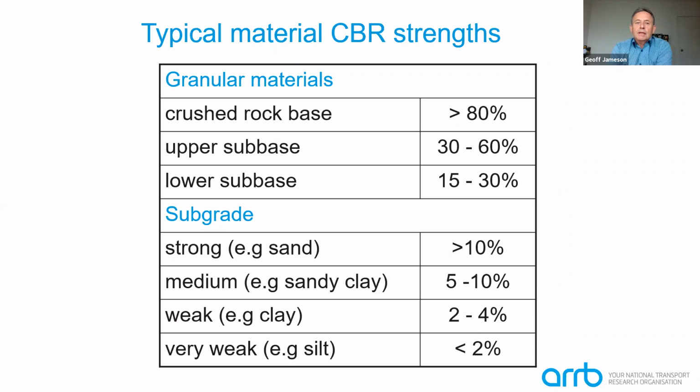These are some of the typical values that might be specified for granular materials. For a crushed rock base, greater than 80% would be a value that would be used. Upper subbase, 30 to 40, and then lower subbase, say 15 to 30.